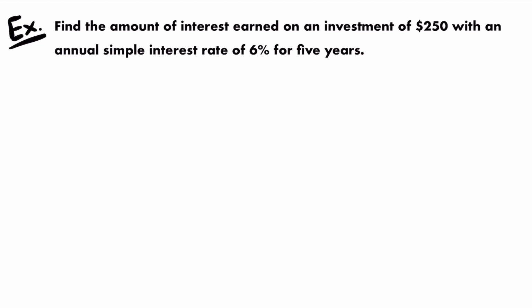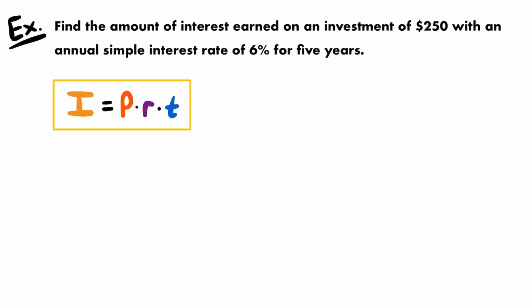And to solve these problems, we need to use the following formula for calculating simple interest. The amount of simple interest earned, I, is equal to the amount of the investment, or the principal, P, times the simple interest rate, R, times the amount of time in years. Okay, and so because that is an amount of years, that simple interest rate will be an annual simple interest rate.